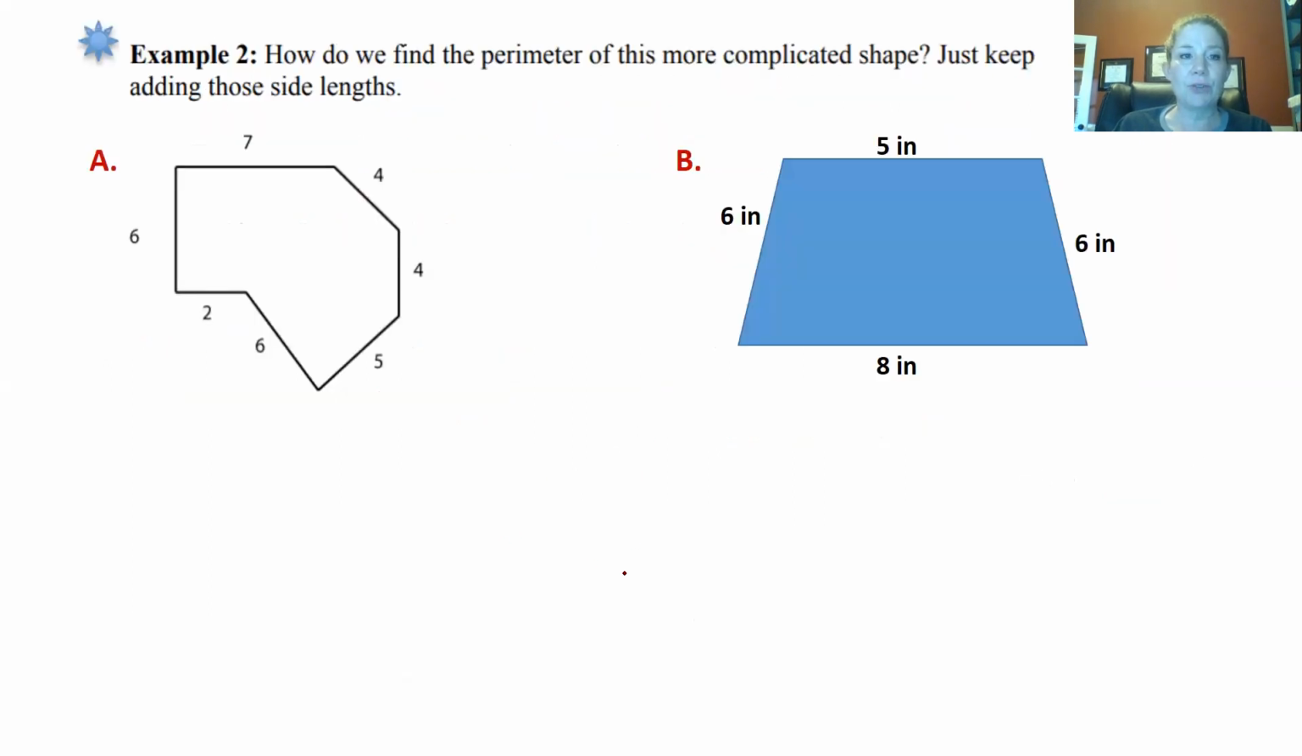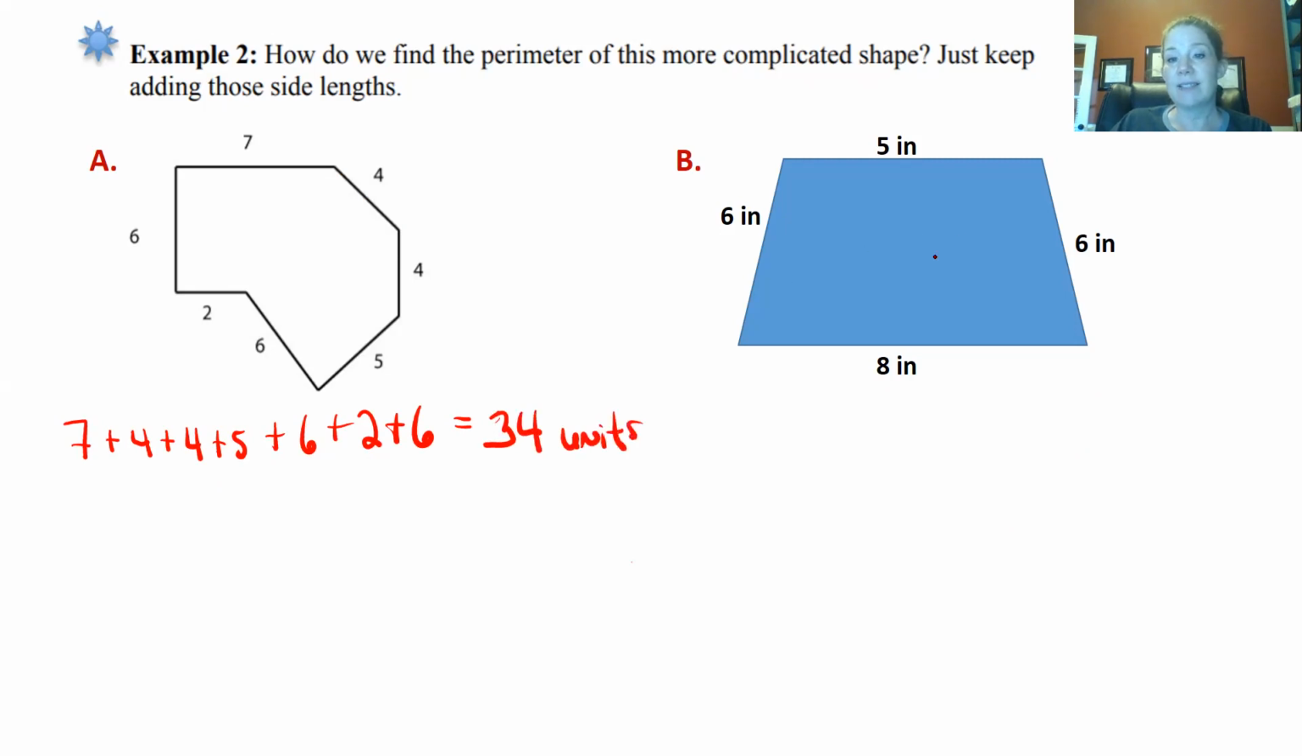All right, so example 2, how do we find the perimeter of this more complicated shape? You just keep adding up those sides. So letter A, I don't even know what this shape is, but to find the perimeter of it, we're going to add each side. So we're going to add 7 plus 4 plus 4 plus 5 plus 6 plus 2 plus 6. And we get what? 7, 8, 9, 10, 11, 15, 20, 26, 28, 34 units. 34 units.